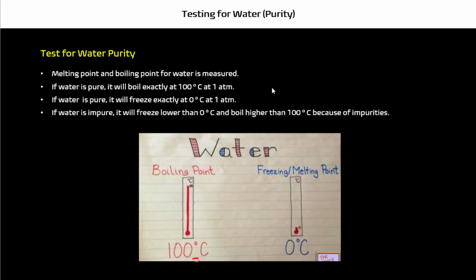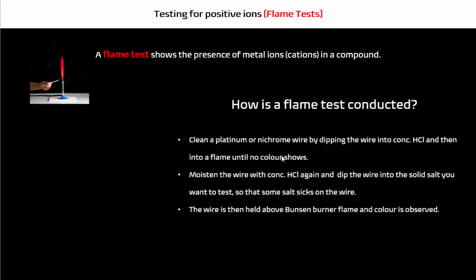Now the test for water purity. If we want to test whether water is pure or not, what we can do is measure the melting point and the boiling point. If your water is pure, it will boil exactly at 100 degrees Celsius. If your water is pure, it will freeze exactly at 0 degrees Celsius. If your water is impure and it includes impurities, your water will freeze lower than 0 degrees Celsius, and it will boil at a temperature higher than 100 degrees Celsius.